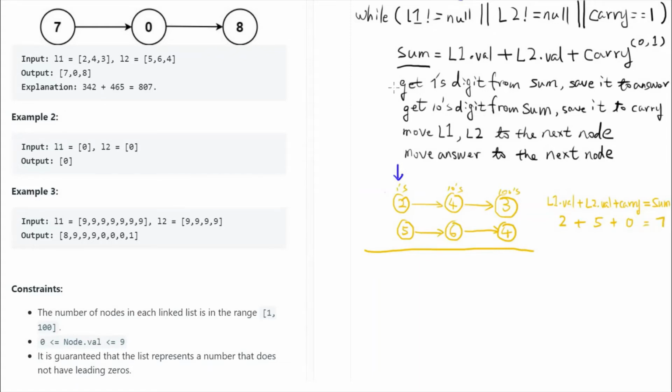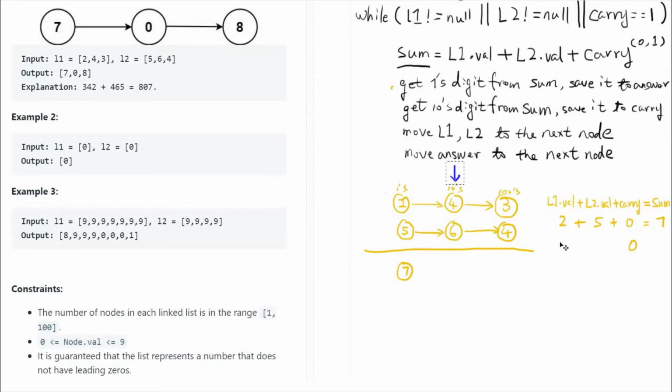Now we come to this step. Get the first digit of the sum. The sum has only one digit, so we save the 7 into the answer. And the carry remains 0. And now we move the pointer to the next digit in the while loop.